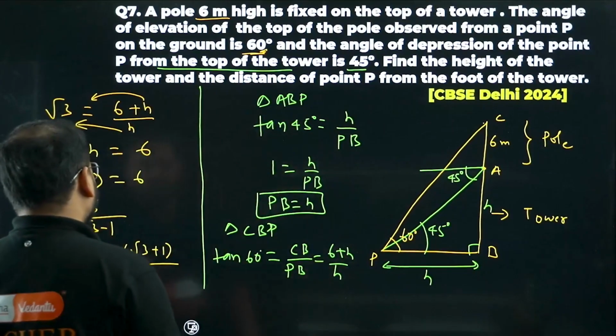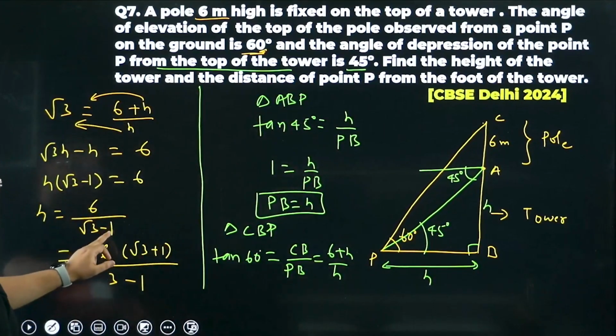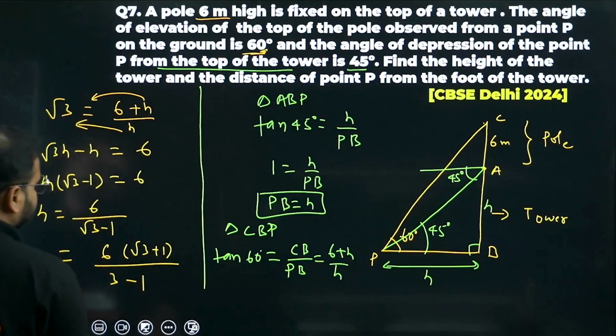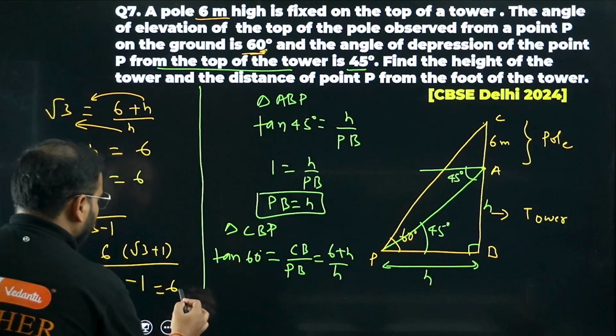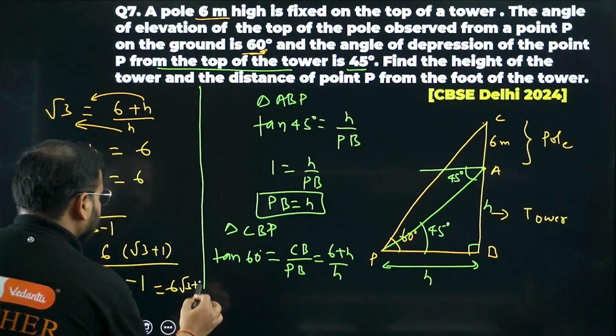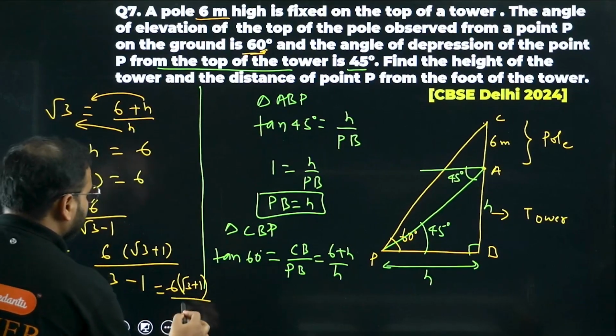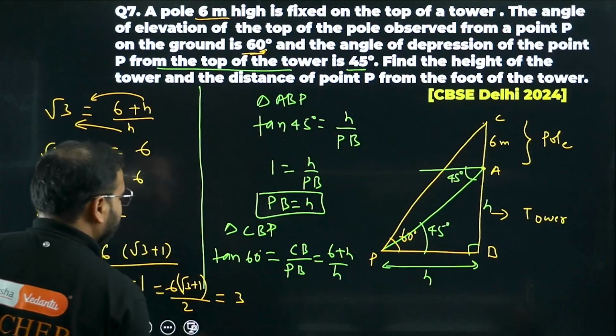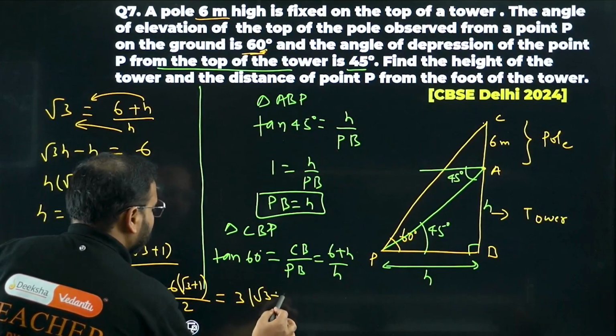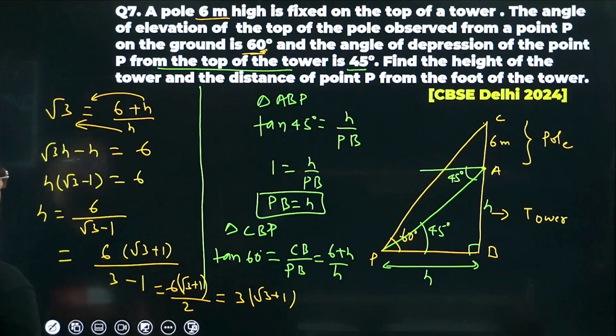So have a look. What is the A square? Root 3 square is 3. 1 square is 1. What are we getting? We are getting 6 times root 3 plus 1, divided by 2, sir. How much is that? Simply check here. Cancel, no? 3 times root 3 plus 1.